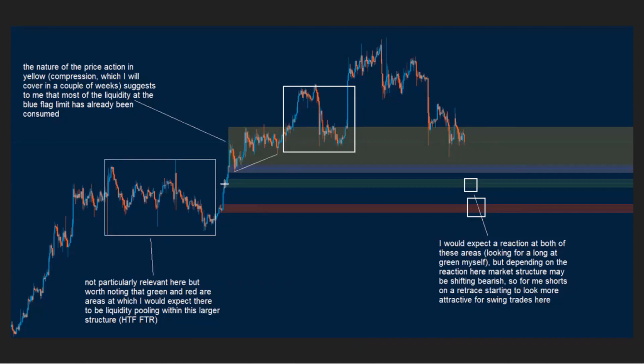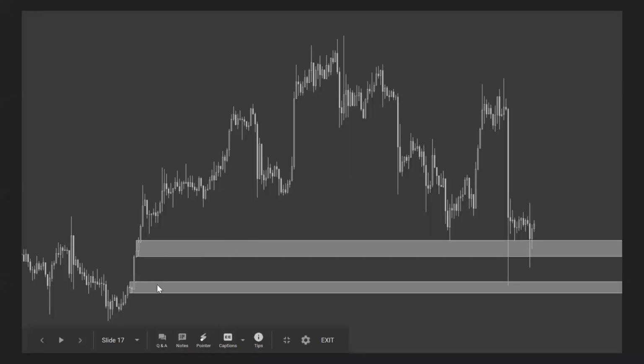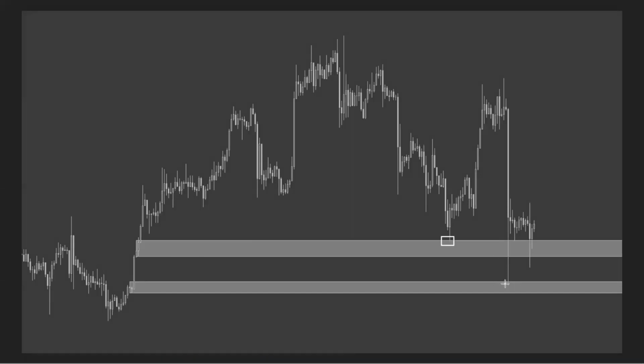But yeah, you marked the levels perfectly here. And yeah, that's what played out. Both levels gave a really nice reaction. This went almost to the dollar, and then supported price when it dropped off dramatically like that.